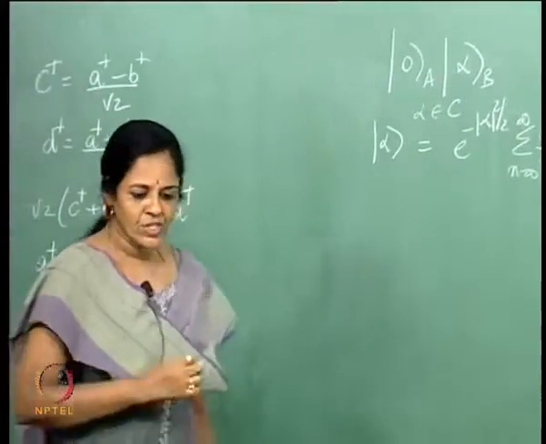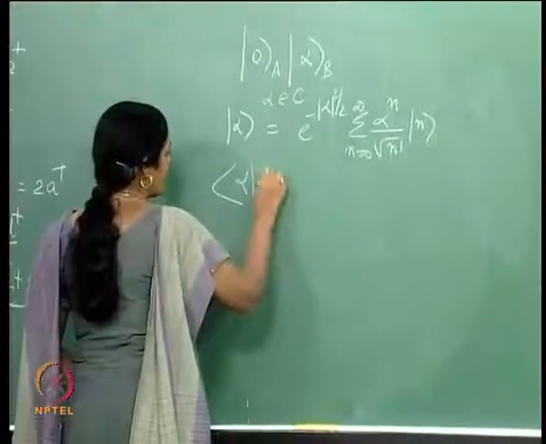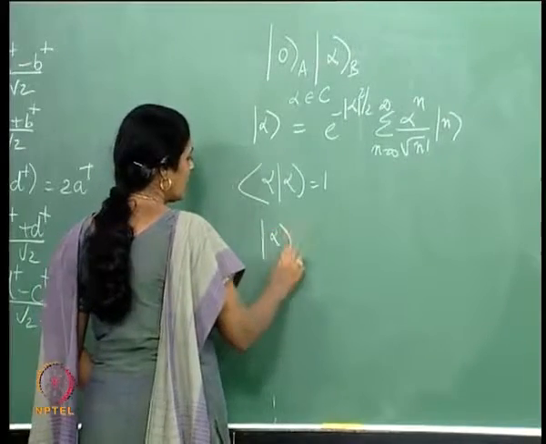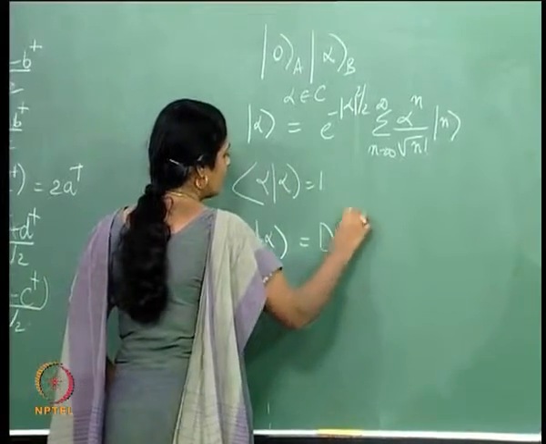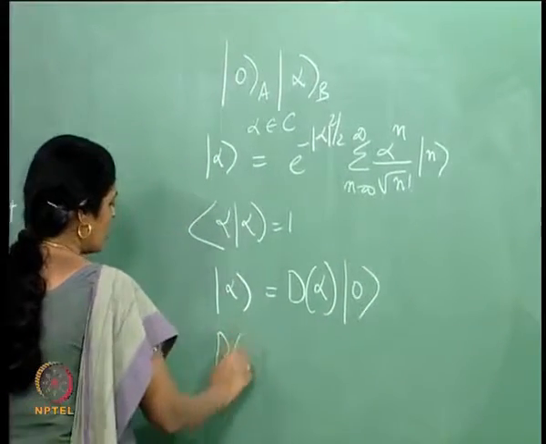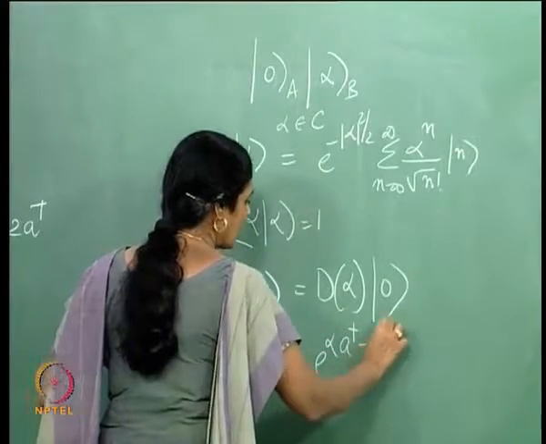And therefore, it is an interesting quantum superposition of the 0 photon state, the 1 photon state, the 2 photon state, and so on. This is a normalized state. You can get it from the vacuum by the action of the unitary operator D(α), where D(α) itself is e^(α a† − α* a).